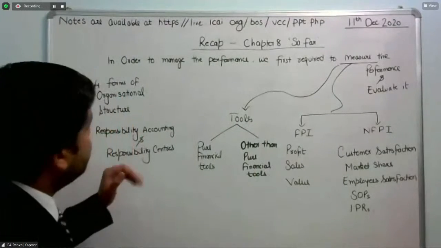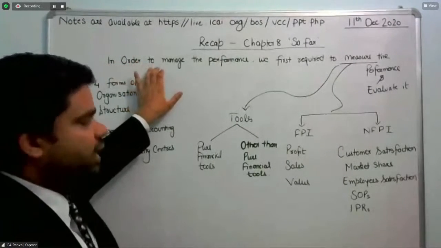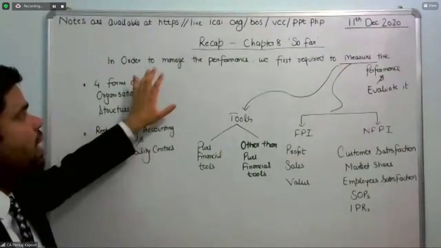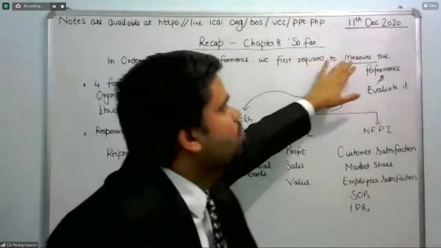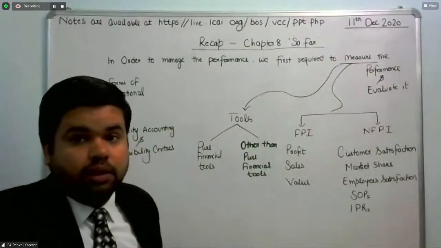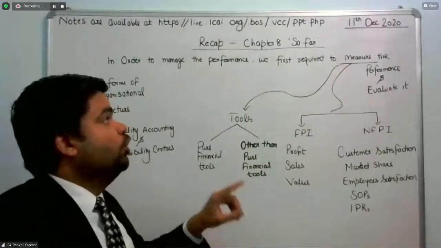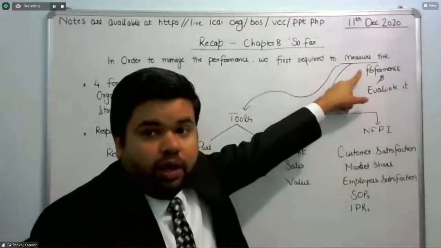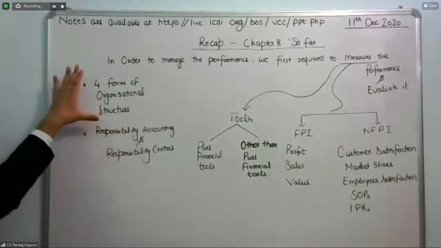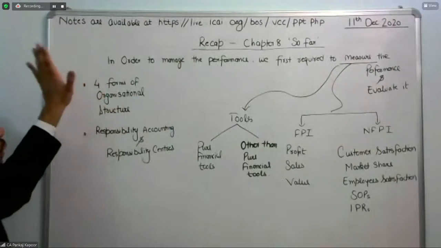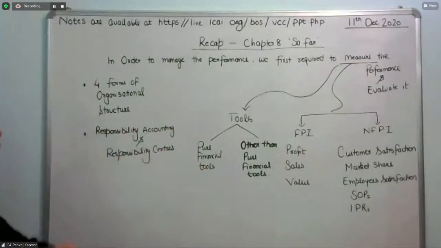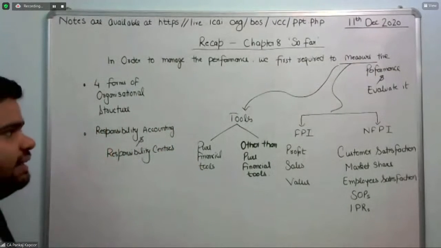So friends, when we started chapter number 8, we acknowledged this fact that in order to manage the performance, we need to measure the performance and evaluate the performance, so that we can know how we are performing right now and where we need to move. So we started chapter number 8 by understanding the 4 various forms of organization structure. Thereafter, we studied responsibility accounting and different forms of responsibility center.